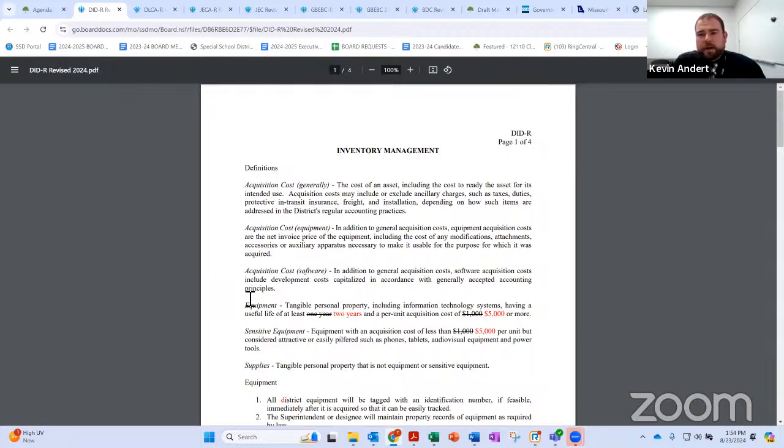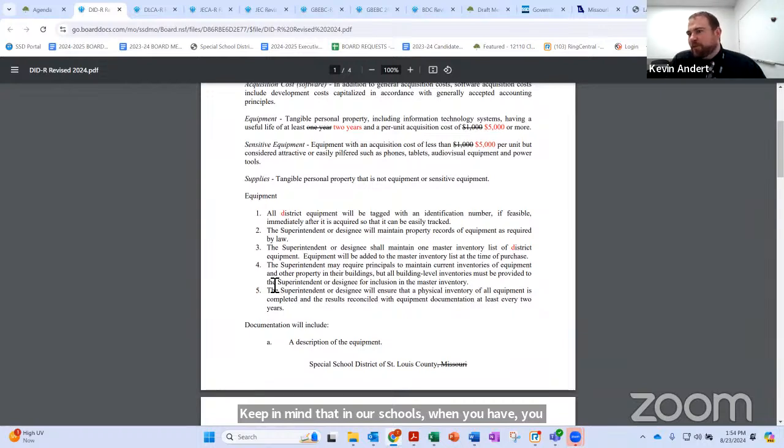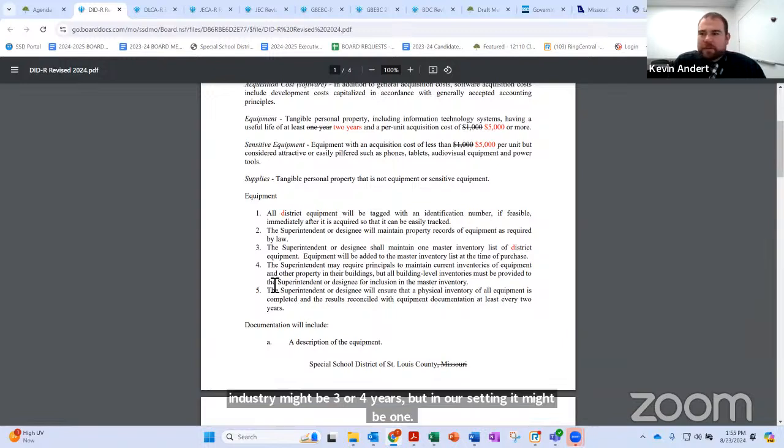And then this is the one we talked about a little bit at the work study about the changes regarding inventory management and capitalization thresholds of moving to the new state guideline of $5,000 as the capitalization threshold. The other, I pulled the Secretary of State's full recommendation list, and they also expand the definition of capital equipment to be a useful life of 2 years, where it used to be a useful life of 1 year. Keep in mind that in our schools, when you have 15-year-olds using something, the useful life in industry might be 3 or 4 years, but in our setting, it might be 1. It's just not the same when you have young adults who are utilizing it.